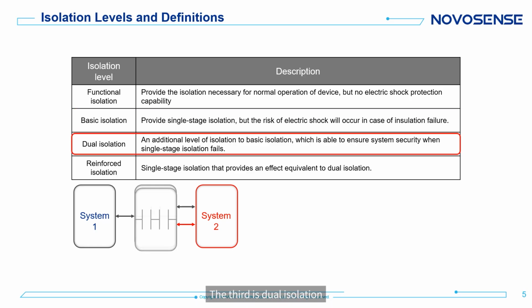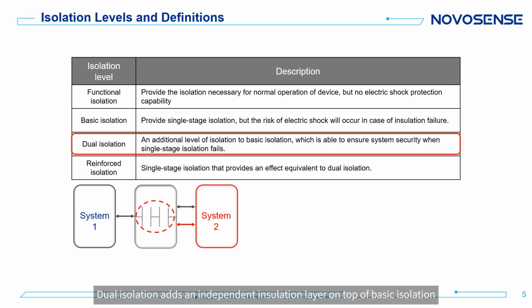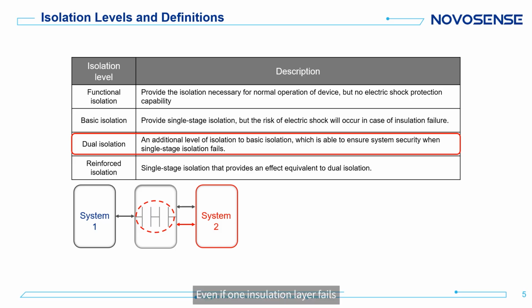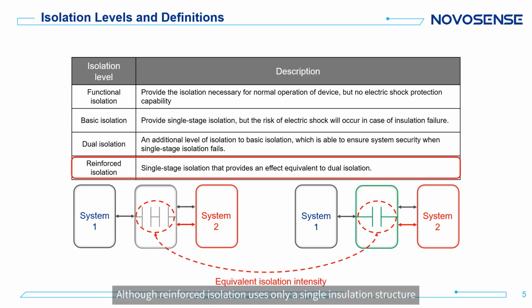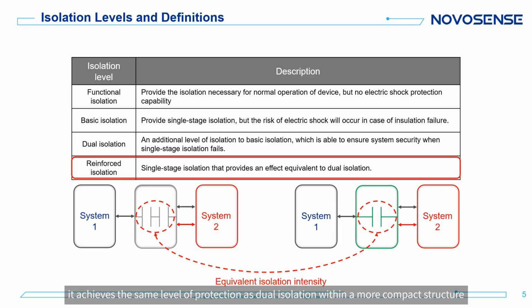The third is dual isolation. Dual isolation adds an independent insulation layer on top of basic isolation. Even if one insulation layer fails, the other can still maintain safety protection. The fourth is reinforced isolation. Although reinforced isolation uses only a single insulation structure, its safety performance is equivalent to dual isolation. In other words, it achieves the same level of protection as dual isolation within a more compact structure.